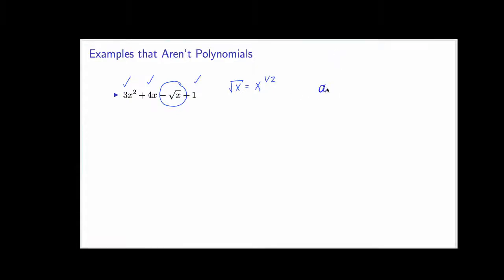and remember, in our definition of polynomial, our terms need to be of the form ax to the n, where n is greater than or equal to 0, and n is an integer or a whole number. So for root x, we have x to the 1/2, which is not a whole number, not an integer, so this is not a polynomial.